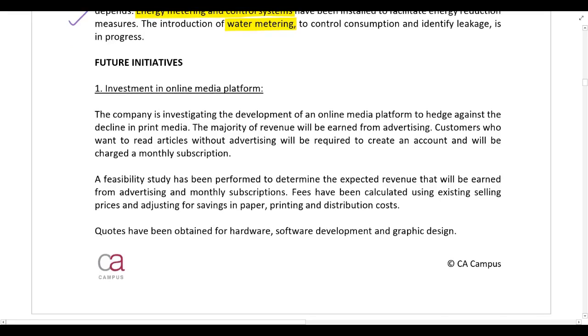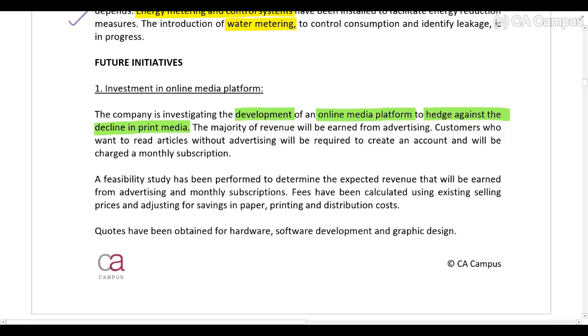Future initiatives. First, we have the investment in an online media platform. The company is investigating the development of an online media platform to hedge against the decline in print media. All right, so we already saw on the first page that there has been a decline in print media because of advances in technology and because of the fact that the internet is more easily accessible and the internet costs continue to reduce. So more people are choosing to rather read news articles and magazine articles online instead of buying the printed copies. So they are now looking at developing their own online media platform to hedge against the decline in print media.